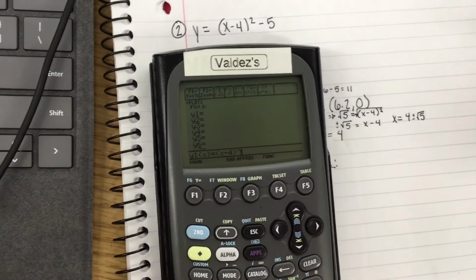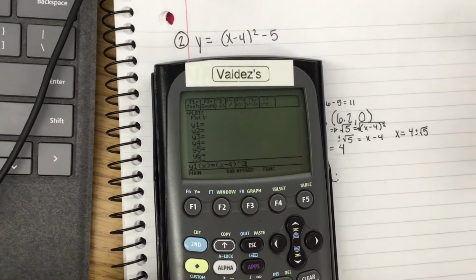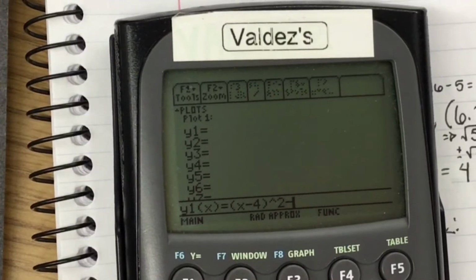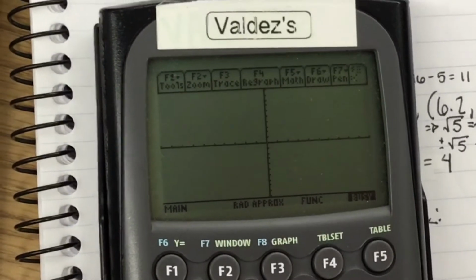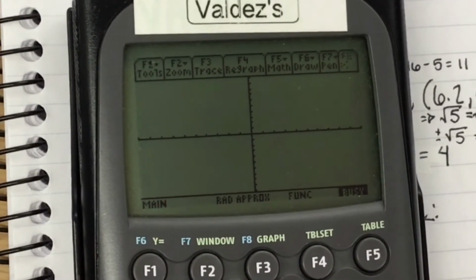In my calculator, I'm typing exactly what I see into my y equals button. So I put x minus 4 in parentheses to the second power, -5, and I hit enter. Mine changes it so that it looks all fancy, but yours might not. Just let it happen.